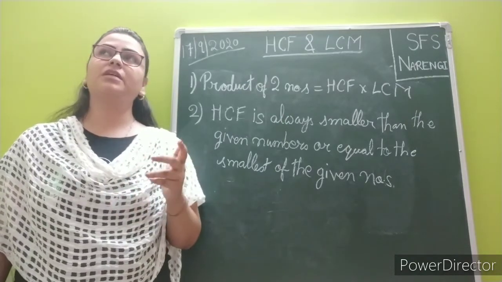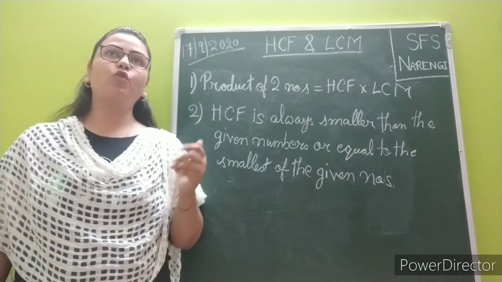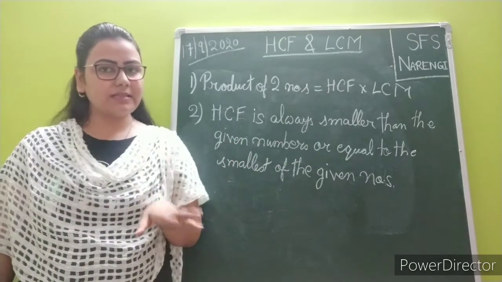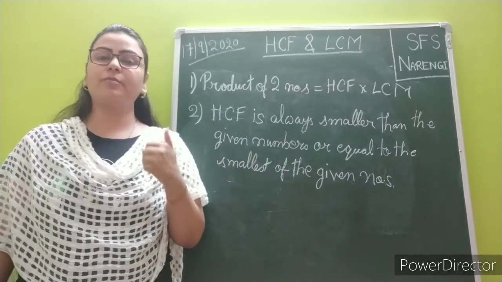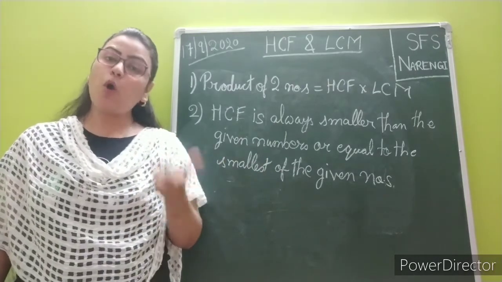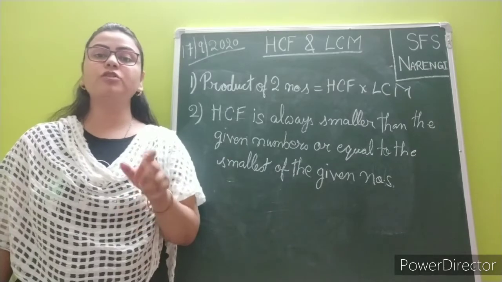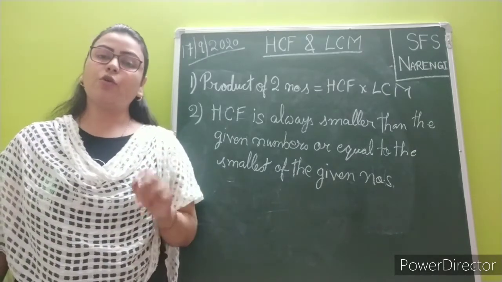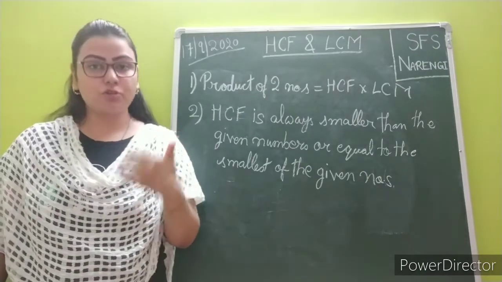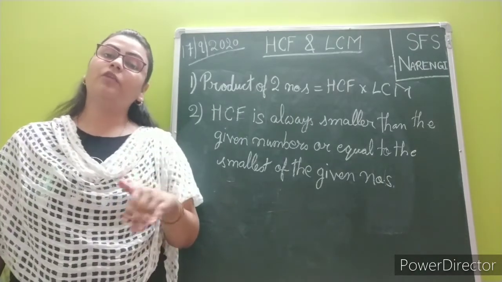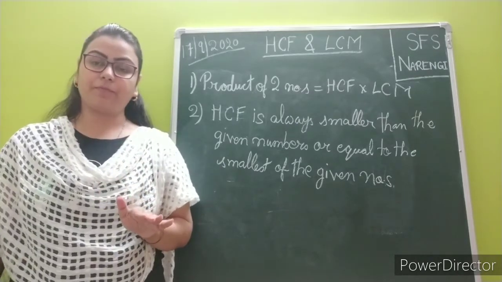Supposedly 3 numbers are given, say 4, 6 and 9. So the HCF will either be less than all of these, that means it will be smaller than 4, 6 and 9, or it will be equal to 4, because 4 is the smallest of these 3 numbers. So HCF will always be smaller than the given numbers, or it will be equal to the smallest number.